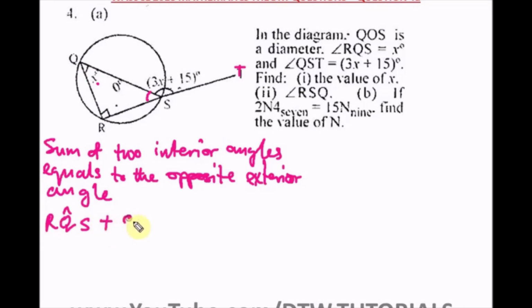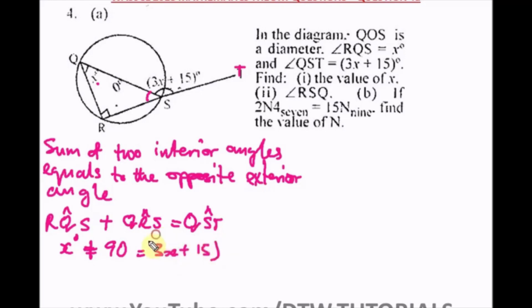These angles are angle RQS plus angle QRS, which is 90 degrees. That's QRS is 90 degrees, is equal to this angle right here. Okay, and what's this angle right here? This angle is QST. Okay, angle QST. So from here we are definitely looking for x. Okay, so we have x is equal to x degrees plus QRS is 90, equal to QST, which is equal to 3x plus 15. All right, all degrees.